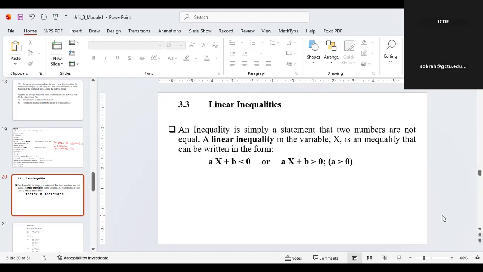Now, an inequality is simply a statement that two numbers are not equal. A linear inequality in the variable x is an inequality that can be written in the form ax plus b is less than 0, or ax plus b is greater than 0. So these are inequalities, as you can see.